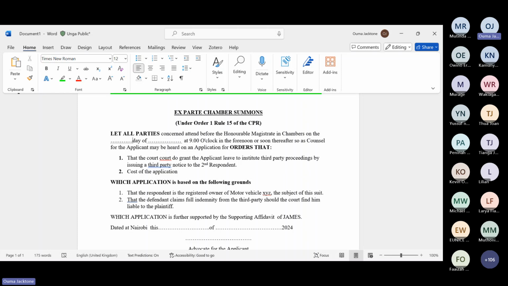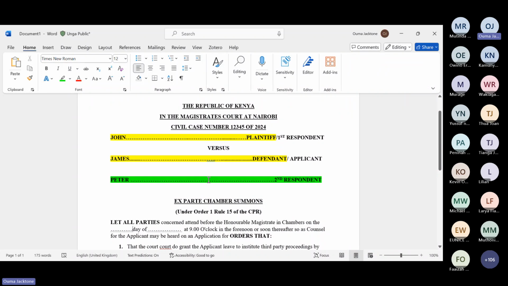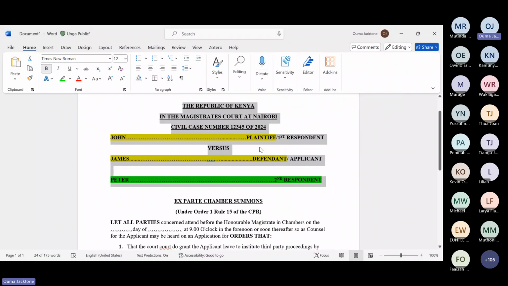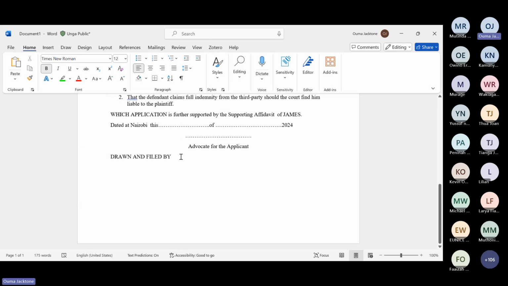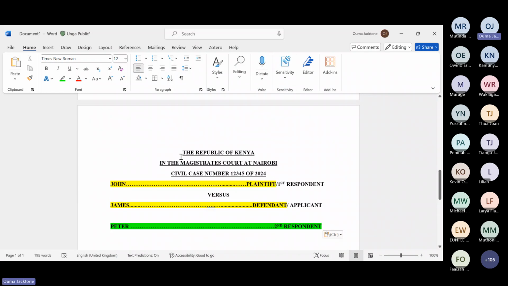Okay, so this is the application. Once the court agrees with the application, then remember, you will need to prepare the third-party notice, which I want you to prepare. So assuming that this is our third-party notice, we are going to have a change here.